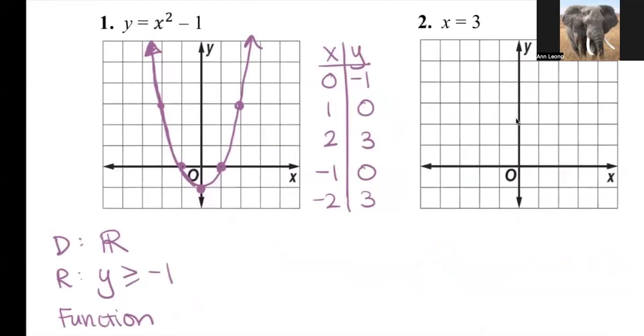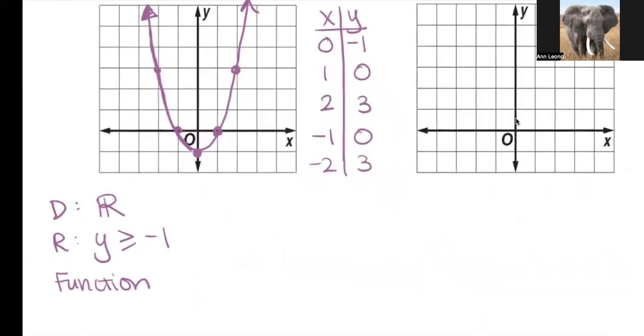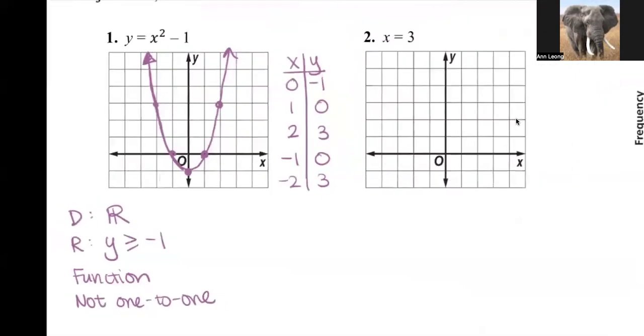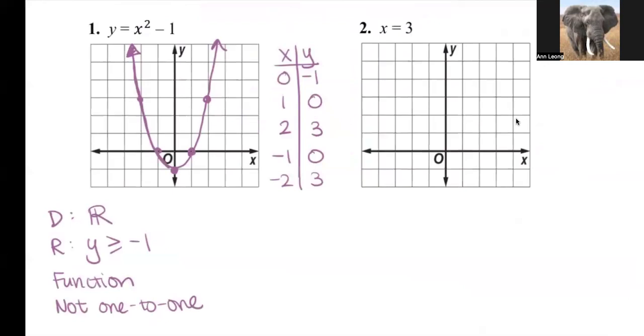All right. This is not a one-to-one function, however, because if you see this value of -2 and 2, they share the same y value of 3. So because of that, this is not one-to-one. And you can almost think of it like a horizontal line test to test if it's one-to-one. So not one-to-one. All right, I'll go back for the continuous and discrete later.